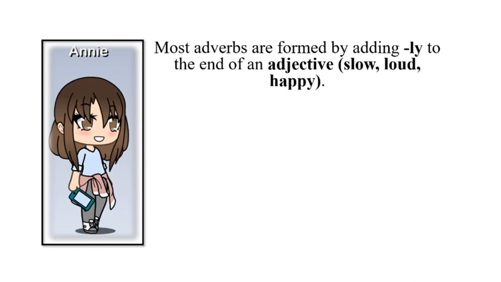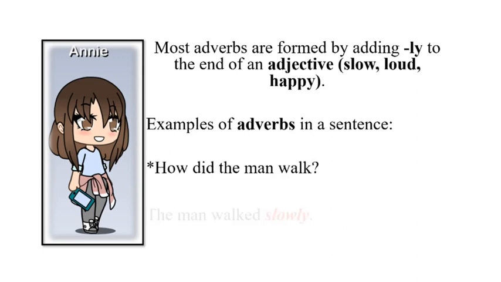Annie will explain this. So, adverbs in a sentence. Znači, najčešće se prilozi grade tako što se na prideve, kao što je slow, loud, happy, stavlja nastavak ly, odnosno li. Slow, slowly, loud, loudly, happy, happily. Gledajte primjer. How did the man walk? The man walked slowly.